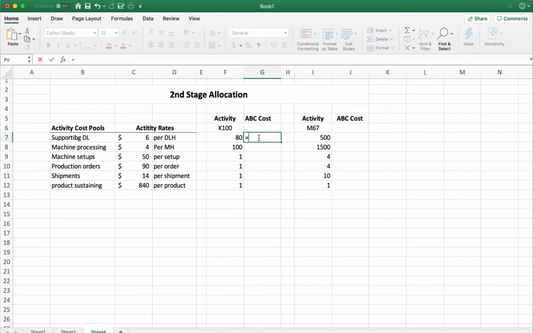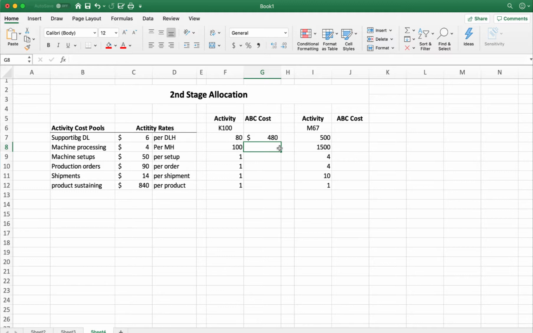So let's look at K100. Notice we have 80 supporting direct labor hours. The activity rate for that activity is $6 per hour. We get $4.80. We do the same thing with machine processing.